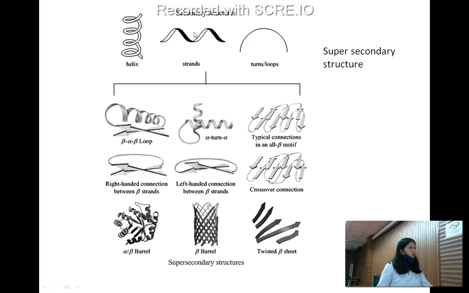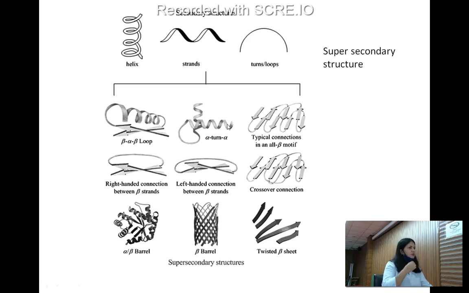Clear? So these secondary structures tend to associate to form these super secondary motifs. An example is the beta, alpha, beta loop. Here the beta strand is connected to the alpha helix, which is again connected to the beta sheet by a beta loop. Then there is alpha turn alpha. So there is an alpha helical structure, then a beta turn, and again an alpha helical structure. This is another form of super secondary structure.